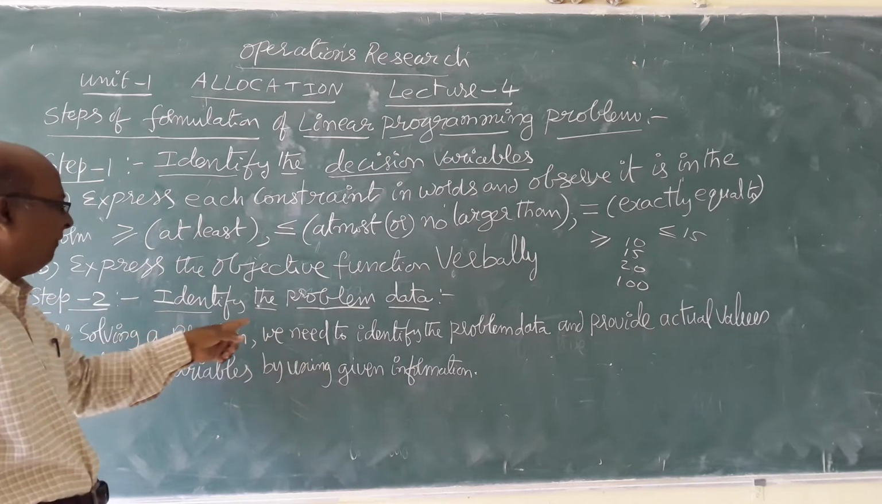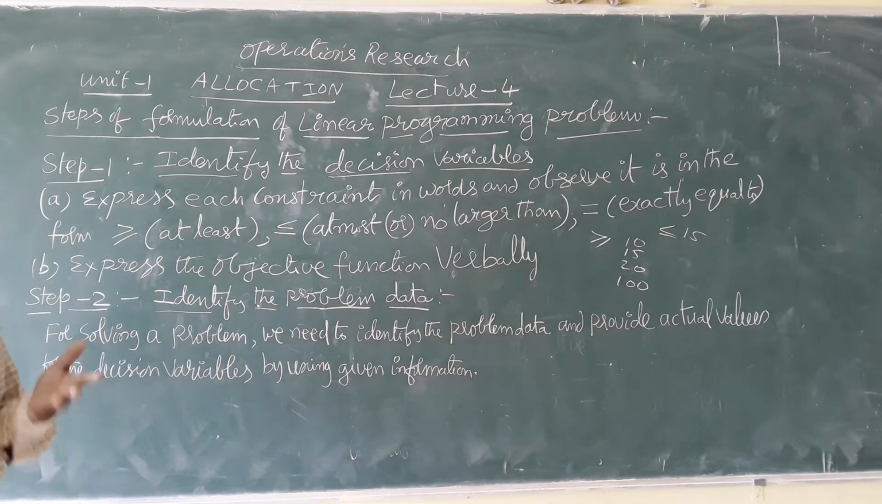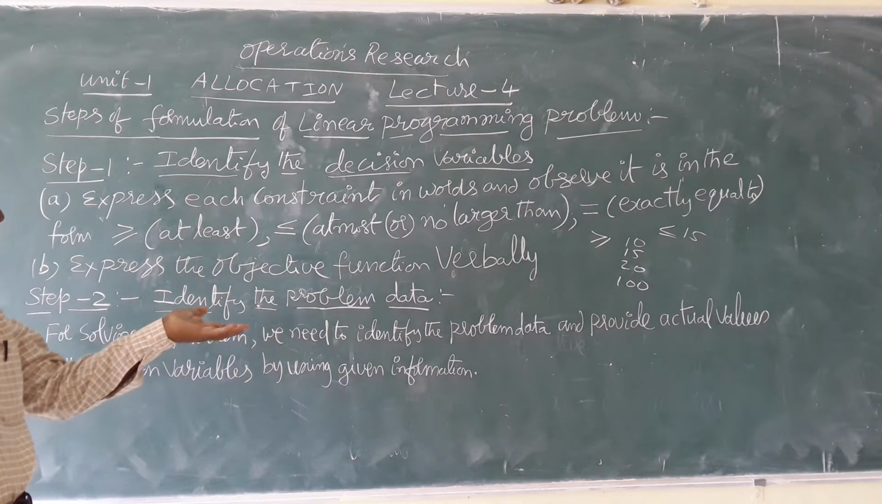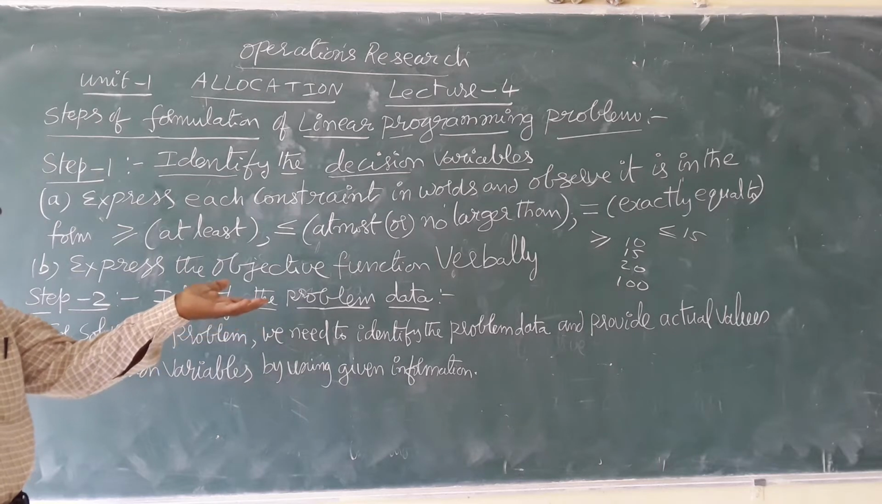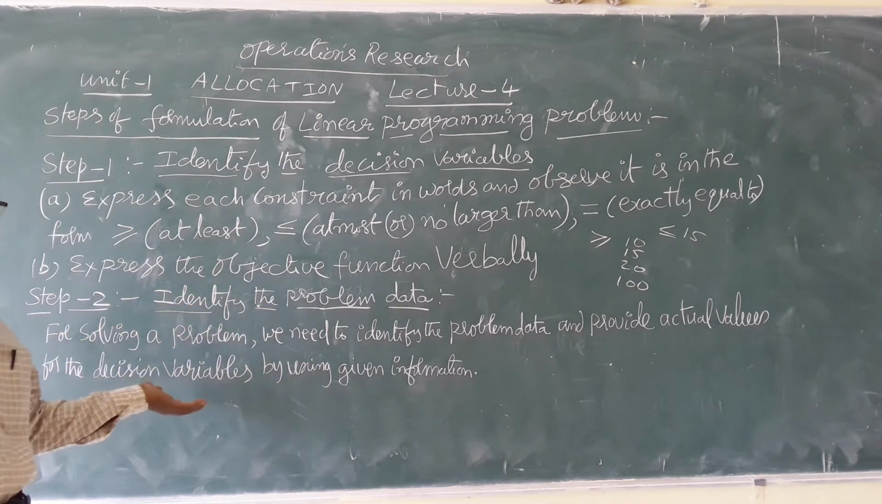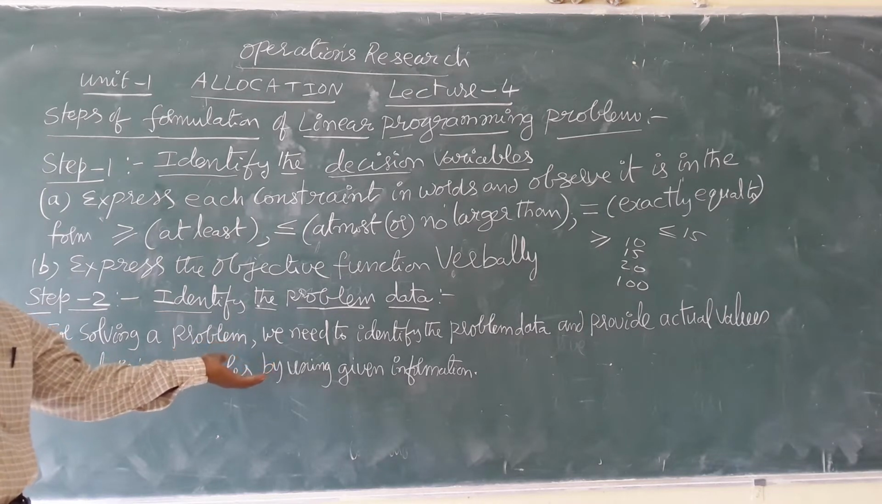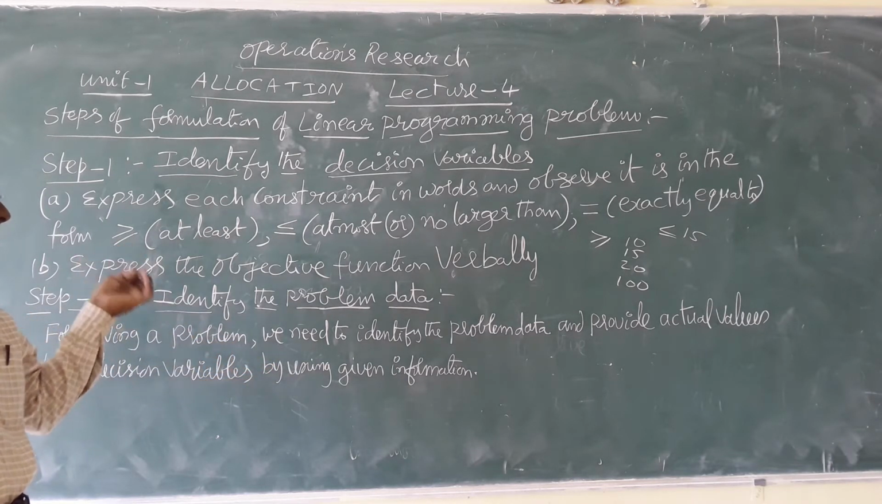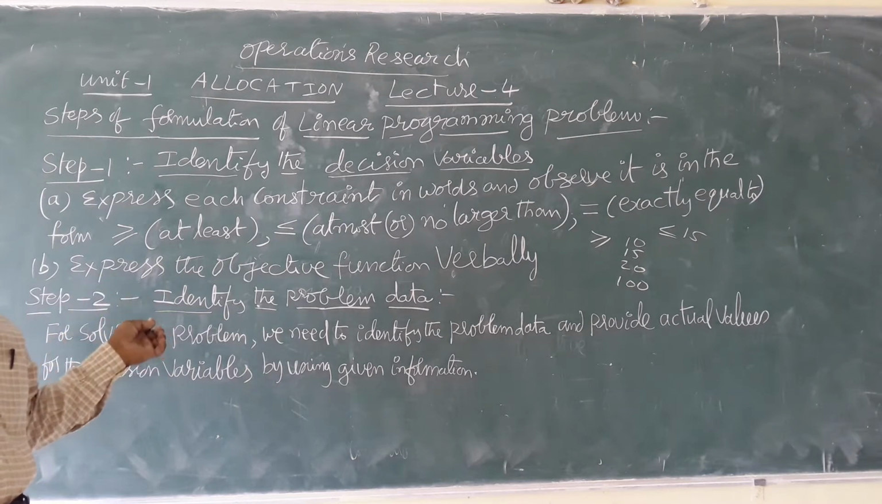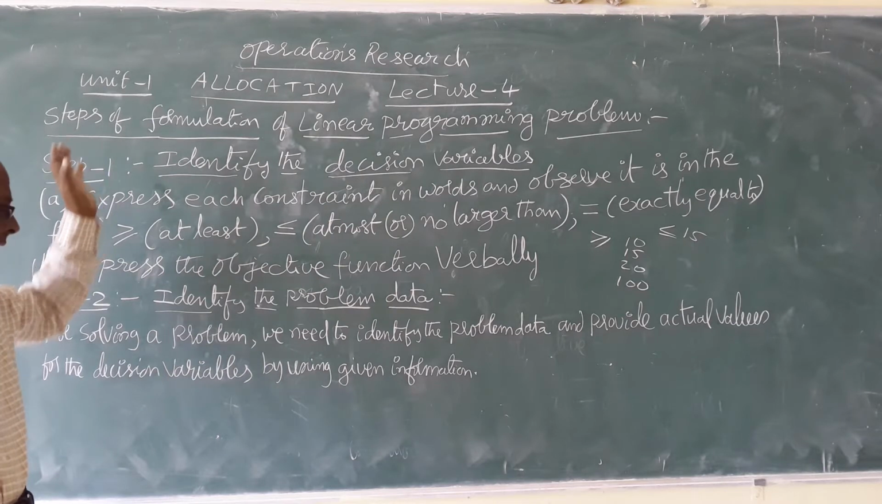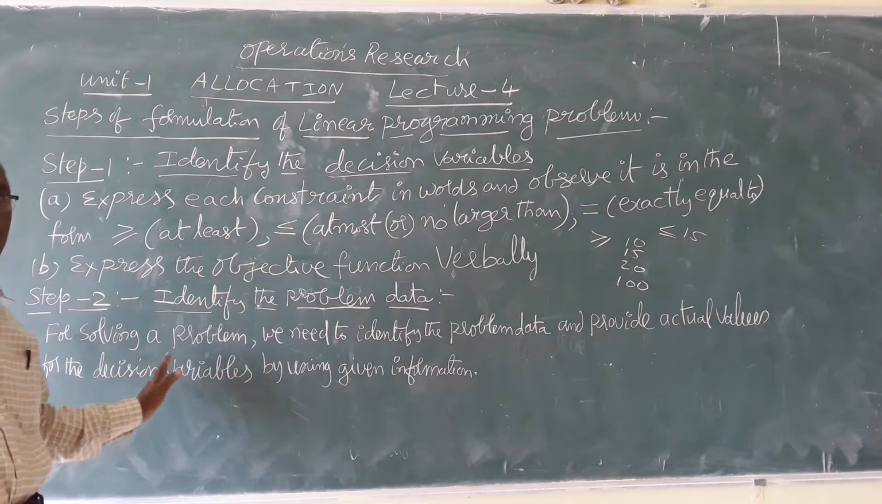Step 2. Identify the problem data. Which data is given? For solving a problem, we need to identify the problem data and provide actual values for the decision variables by using the given information. So, identifying the given data is very, very important for formulation of the linear programming problem. Note down.